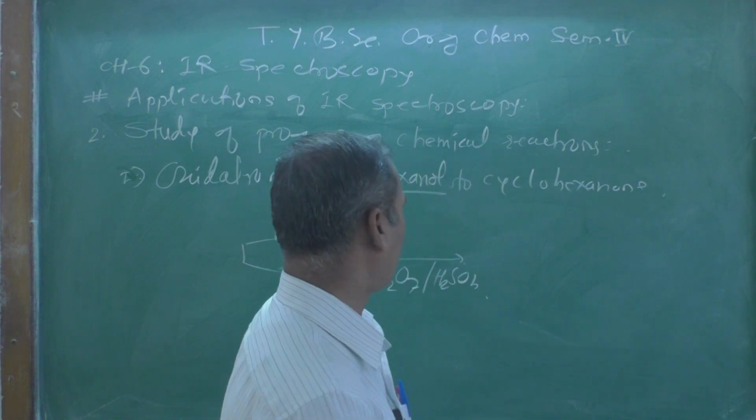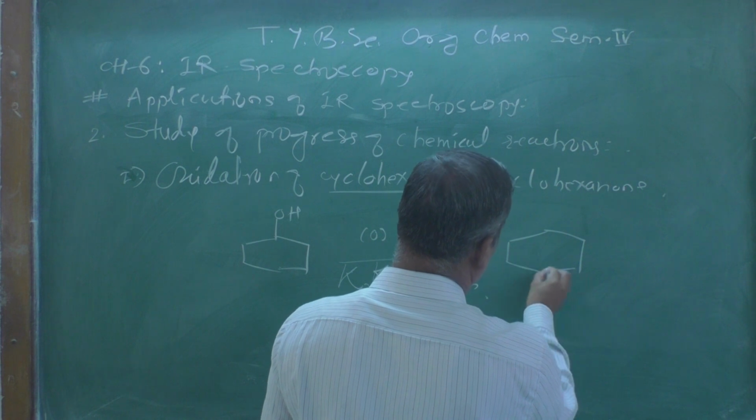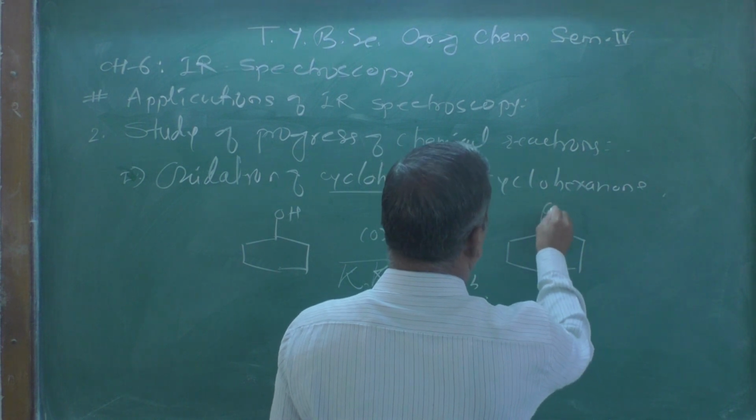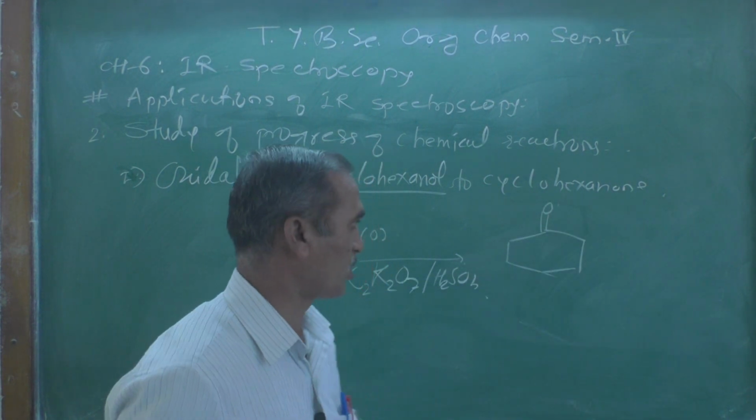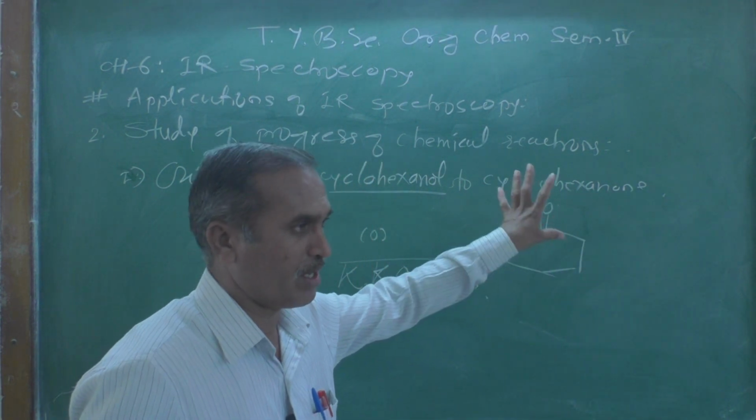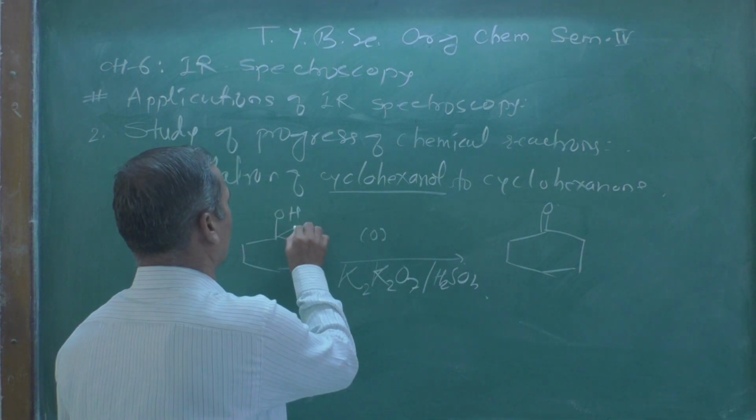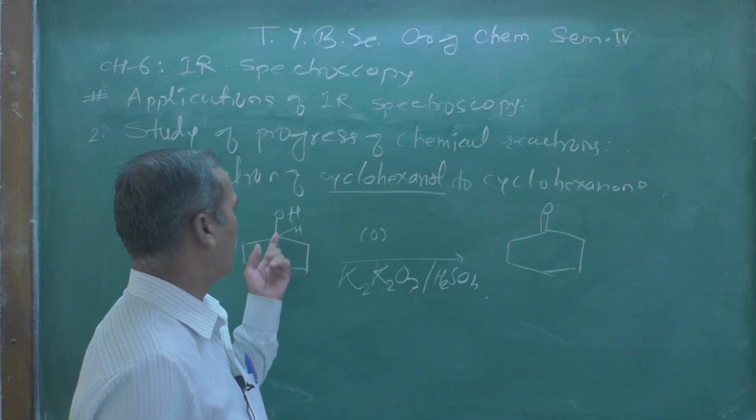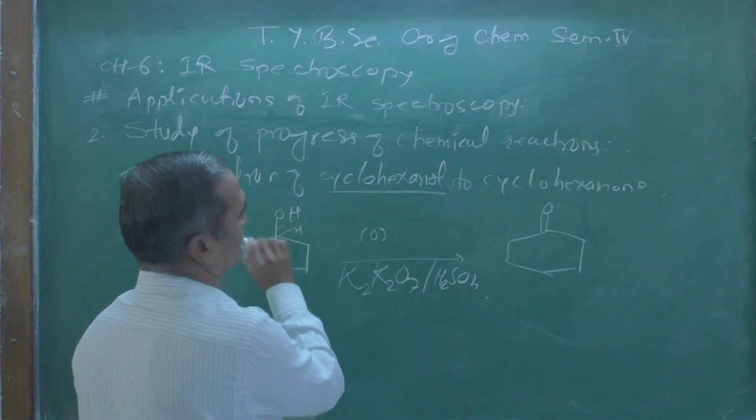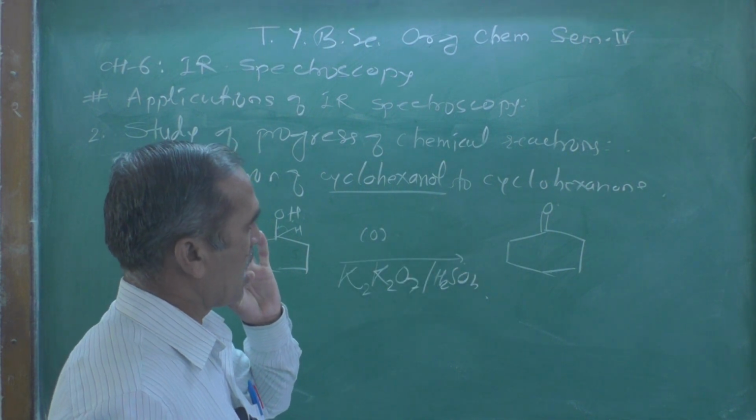So finally, if the reaction is complete, the product will be formed. This is already given, cyclohexanone. This is the product generally obtained here. This is the oxidizing reagent. One hydrogen atom from here and one from here is removed, and so this double bond comes over there, and therefore this is a ketone.